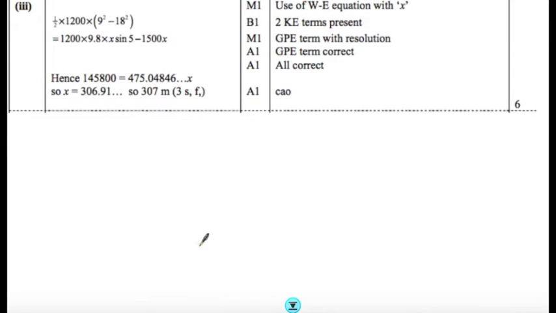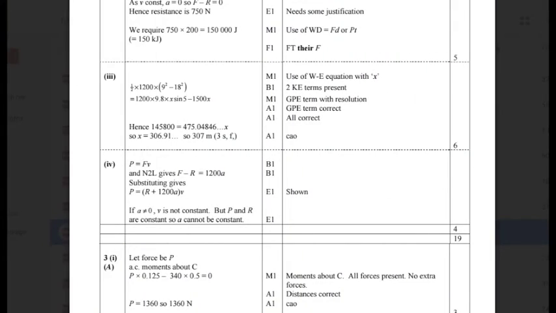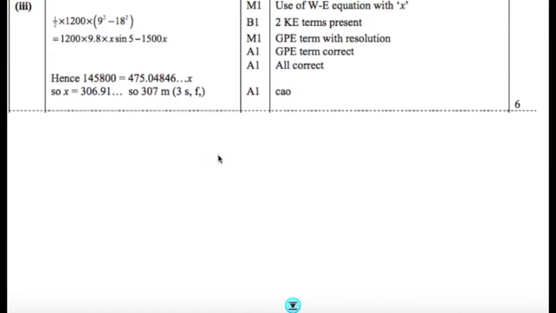Oh, I haven't got the mark scheme for that bit. So they've got here, if A doesn't equal 0, V is not constant, but P and R are constant, so A cannot be constant. So yeah, you need something wordy to explain that.